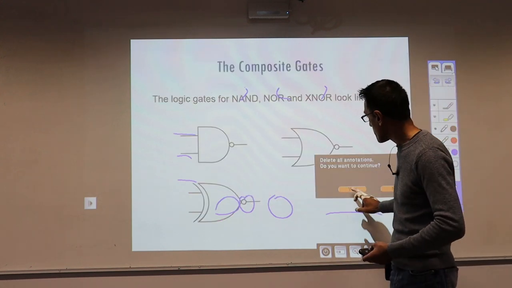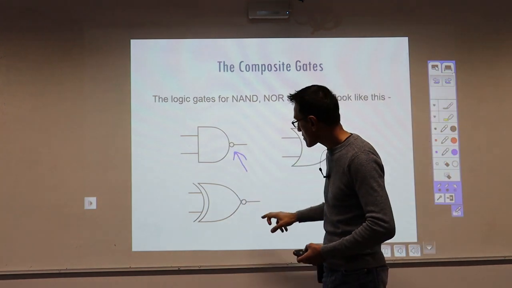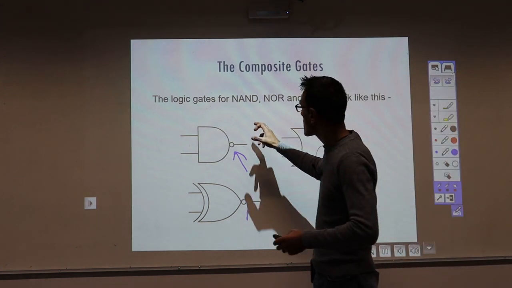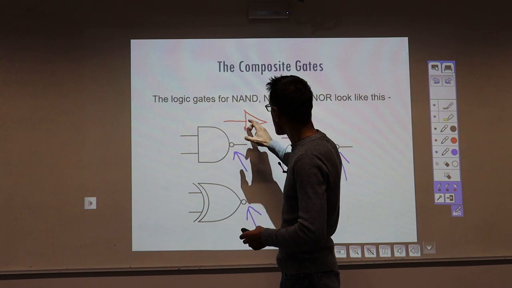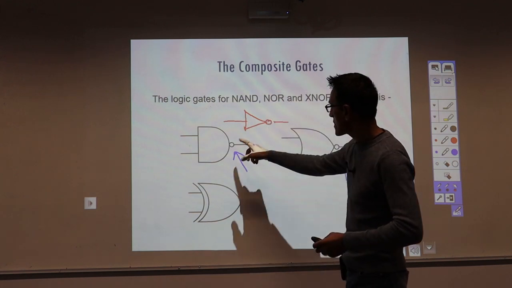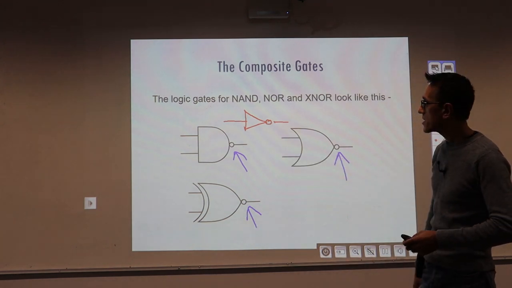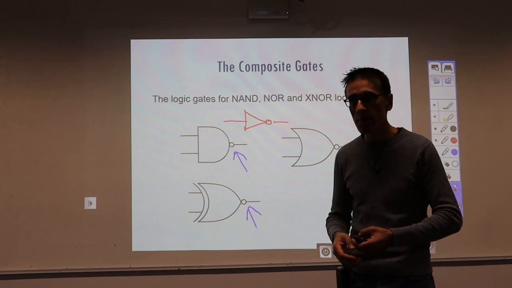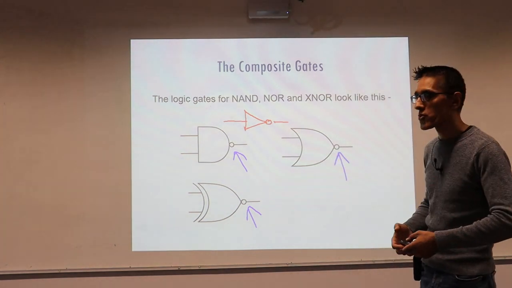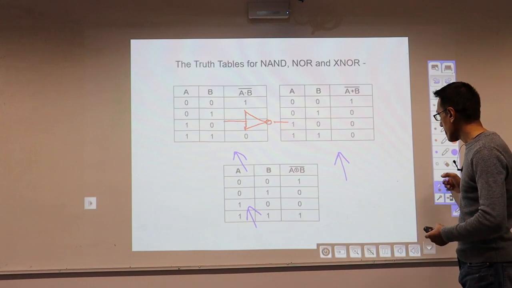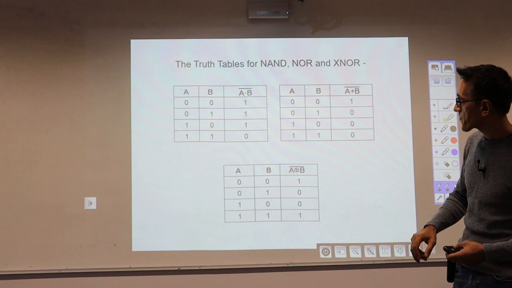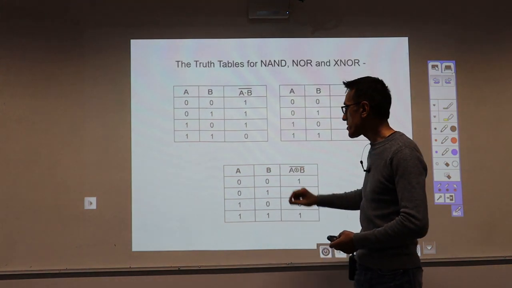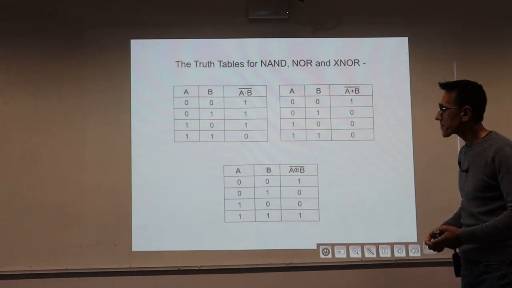This is what their symbols look like. And notice they all have this small circle at the end. Of course, we saw the small circle on the NOT gate. So that small circle on the end of these simple gates gives us the NAND, NOR, and the XNOR. And these are known as your composite gates, made up of more than one gate. Here are the truth tables. It's the same symbol with a bar along the top. The bar along the top simply negates the values.